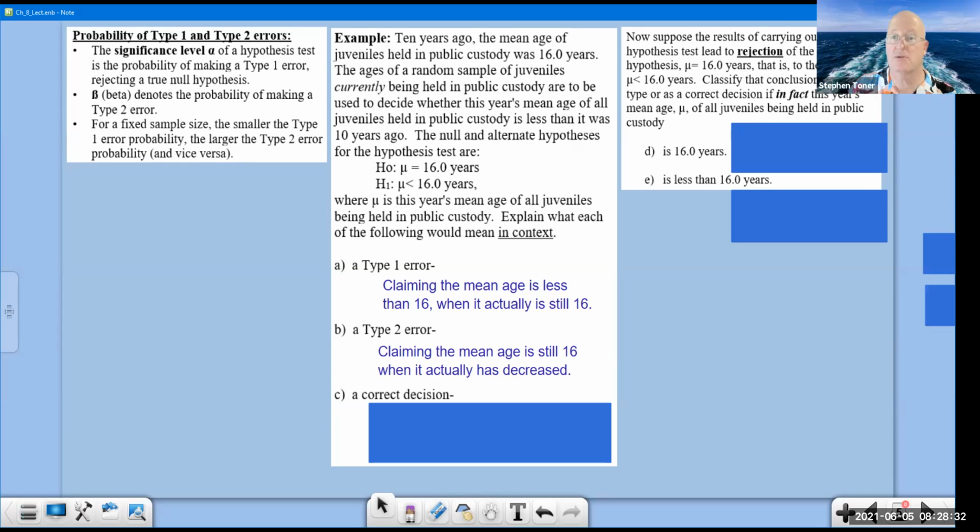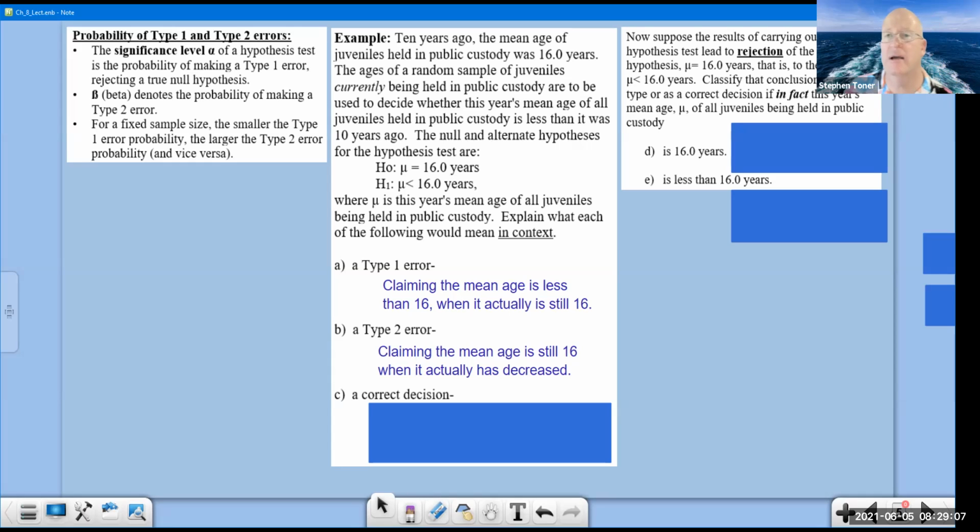Anytime you are describing an error, you have to have two parts. You have to say, this is what I went with, and it's wrong because it should have been this. That's why I say claiming this, claiming whatever we're going with, when it actually should have been this instead. A good explanation of an error doesn't just say, oh, an error, putting my finger in a flame. Why was that an error? Well, because that can burn you. You need something that tells us why it's an error.